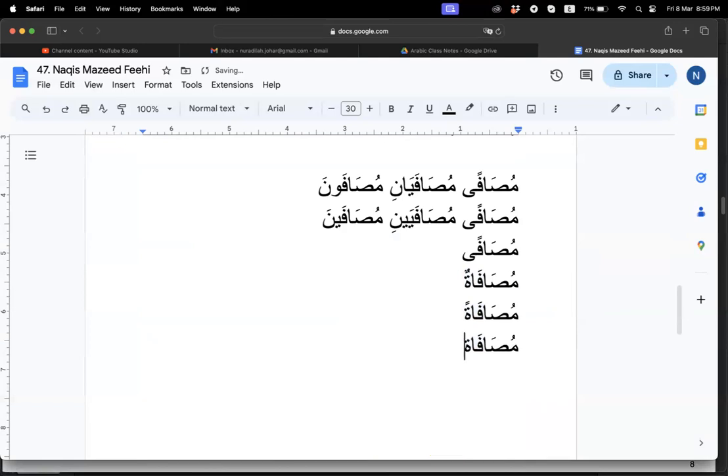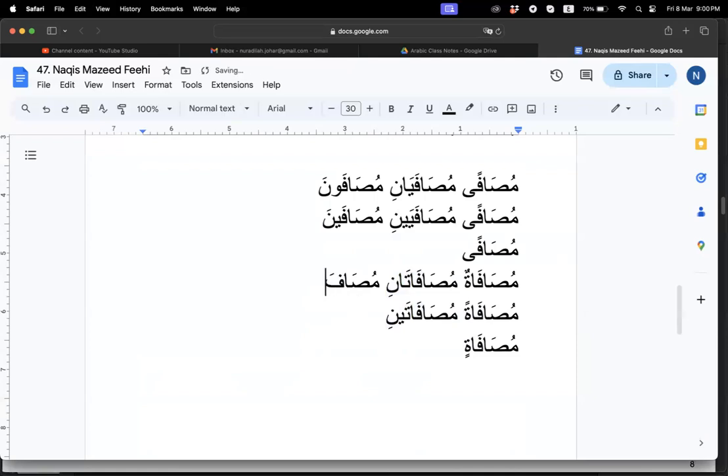Good. And what about the dual? Musofayatani. Again, the alif stays. So just make it tani. Musofatani. For the nasab and jar, musofatayni. What about the last one, the plural? Musofayatun. This one is a bit different.